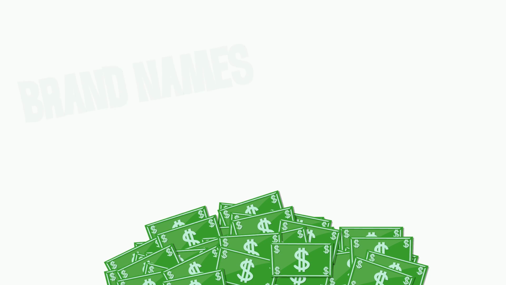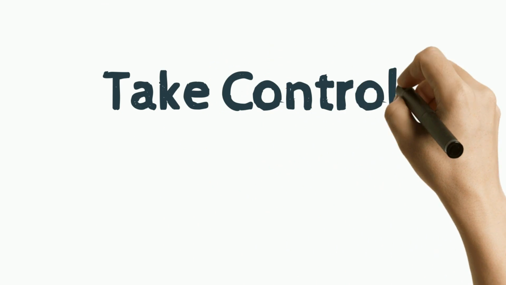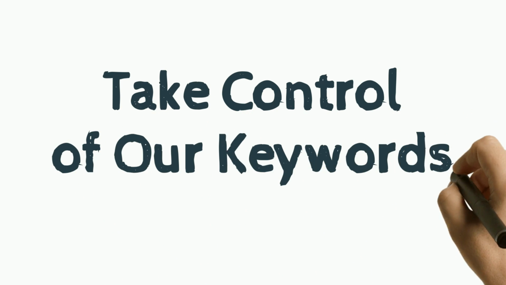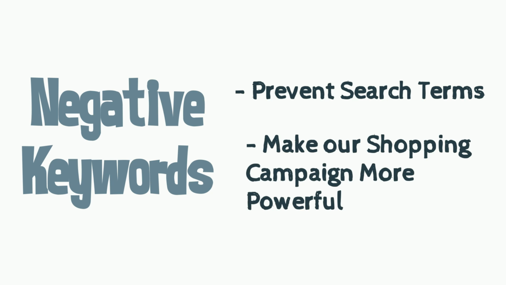And there's other times when you want to spend more money on certain keywords, like brand names. So how do we deal with this? Are we helpless? No, actually we have one tool available to us that really allows us to take control of our keywords. And that is the negative keywords. Negative keywords let us do a couple different things. They let us prevent any of those search terms from showing up, but they also let us rearrange our campaigns so we can spend more money on certain keywords. We can use a negative keyword and spend more money on that keyword, like a brand name.